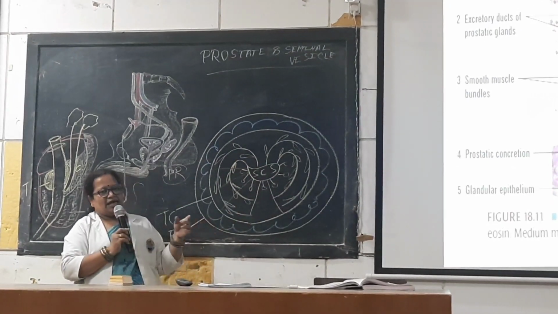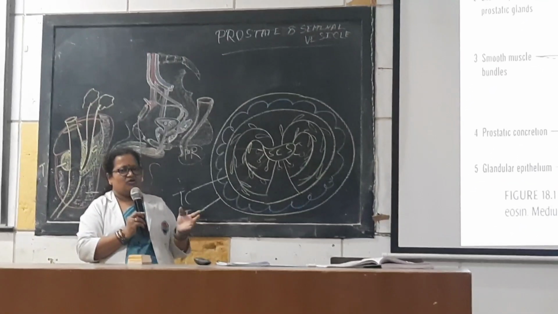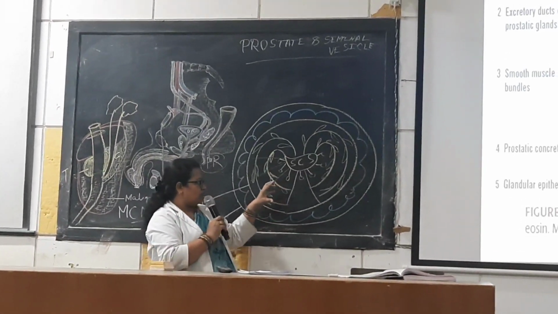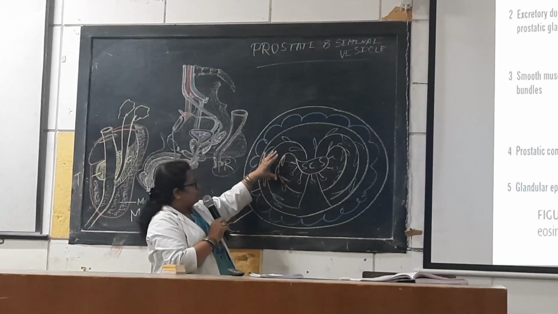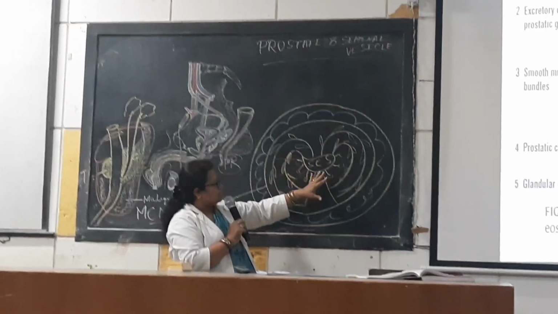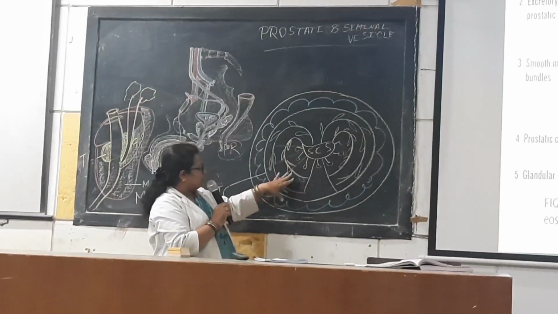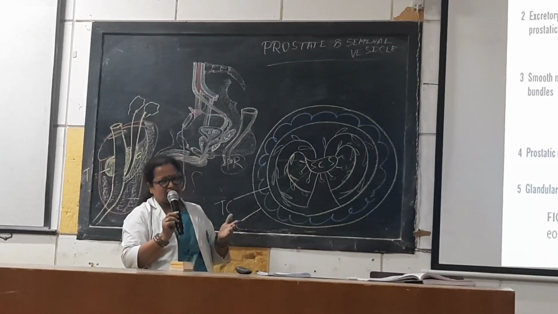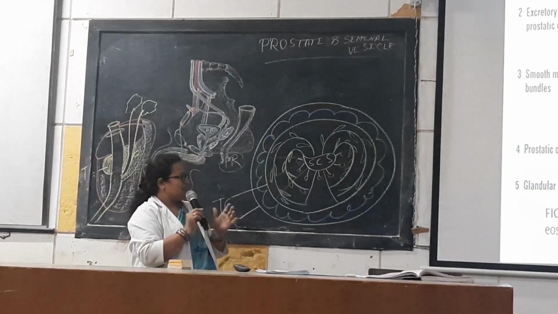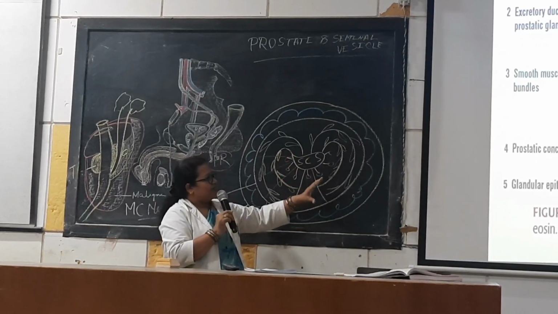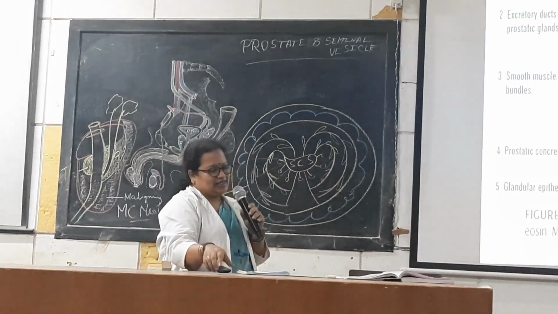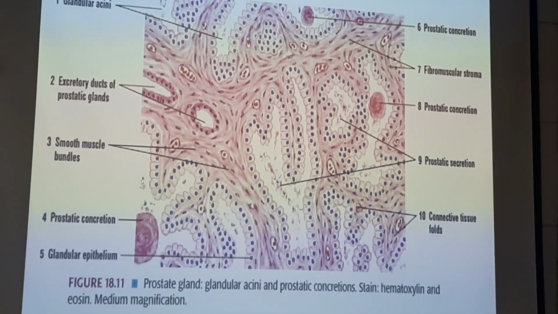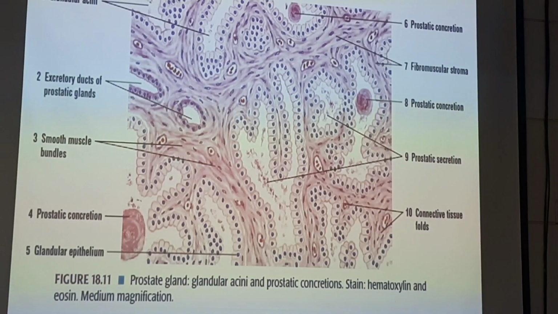In carcinoma of the prostate, what happens? It first affects the smooth muscles, the muscular layer. There will be disruption in the muscular layer, and the acini, all these glands, will lose their normal configuration, and we will see compactness in the glandular region. Normally the glandular part is separated by fibromuscular tissue.